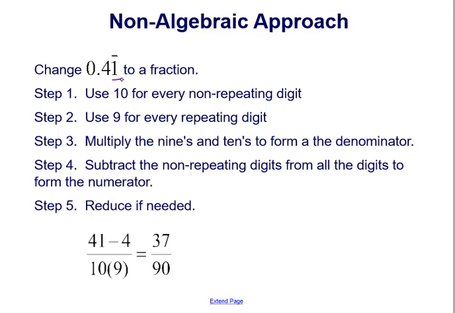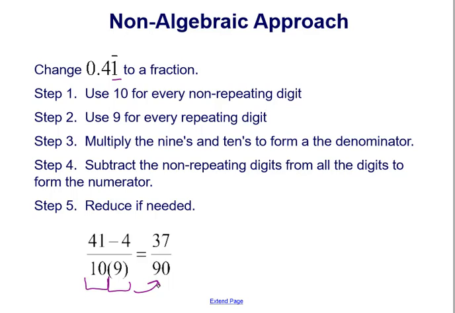So the steps we can take to convert to a fraction without writing an algebraic equation, solving, and multiplying by 10 to the something and subtracting: you can use 10 for every non-repeating digit. Here we have one non-repeating digit, so we're using one 10. And we can use 9 for every repeating digit, and there was only one repeating digit, the 1, so we'll use one 9. We multiply those 9s and 10s together to form the denominator. So 9 times 10 gives us a denominator of 90.